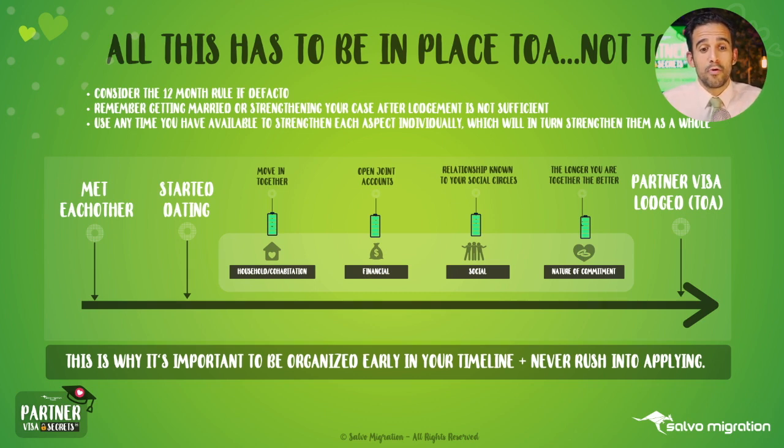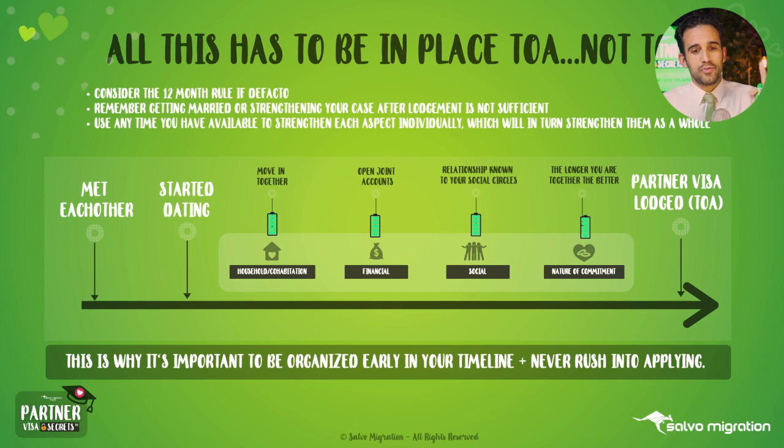Remember, getting married or strengthening your case after lodgement is not sufficient. Okay, so what you do post-lodgement won't matter as much as what you do pre-lodgement, unless you're PMV. Okay, use any time you have available to strengthen each aspect individually, which will in turn strengthen them as a whole. So using this timeline, right?